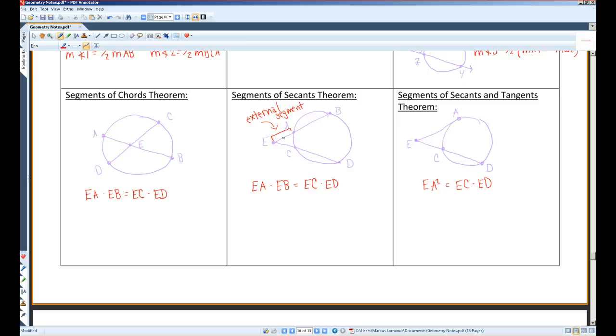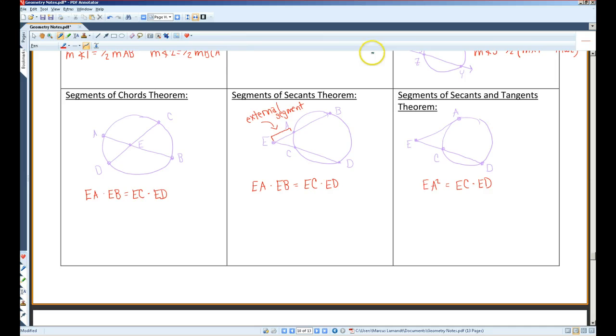If two secant segments share the same endpoint outside the circle, then the product of the lengths of one segment and its external segment equals the product of the lengths of the other segment and its external segment. So EA, the external segment, times EB, the whole thing, equals EC, the external segment, times ED, the whole thing. So the outside part times the whole thing equals the outside part times the whole thing.